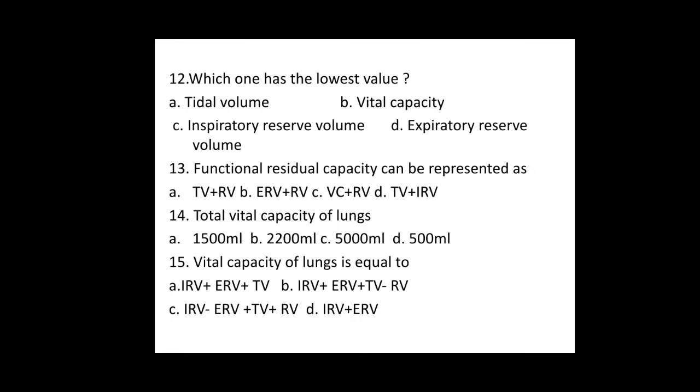12th one, which one has the lowest value? Tidal volume is 500 ml. Vital capacity almost ranges from 4000 up to 5000. IRV ranges from 2500 to 3000. Expiratory reserve volume ranges between 1000 to 1100 ml. So for 12th, option A is the right answer.